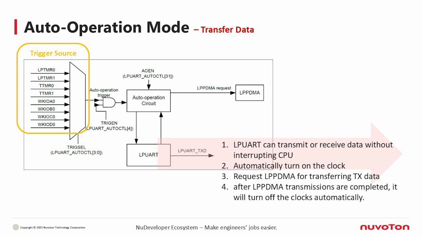When a transmission begins, the Low Power UART will automatically enable its clock and then issue a request to the Low Power PDMA to move the data. The key point is that after the Low Power PDMA finishes the transfer, the Low Power UART will automatically turn off its clock, achieving true low power operation.